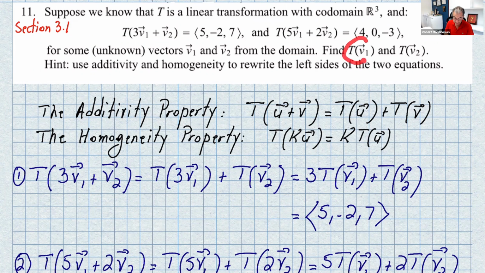What we want to find is T of v1 and T of v2, and there's a given hint here. We're going to use the additivity and homogeneity properties. Let's go over the solution. To refresh your memories, the additivity property of linear transformation says that T of u plus v can be written as T of u plus T of v. And the homogeneity property says T of ku can also be written as k times T of u. And again, k is a real number.